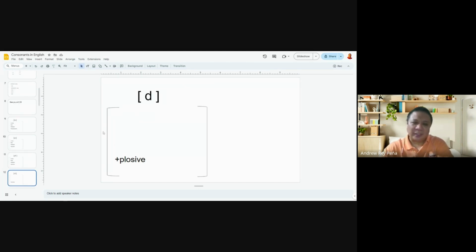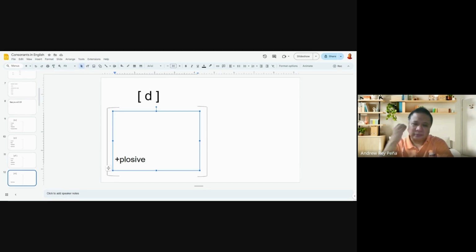Then we have the d. D. It's also a stop. It's also a plosive. It's voiced. So we put plus voice. It's unaspirated. So we write minus asp. And it's alveolar, meaning the tongue tip touches the alveolar ridge when it is pronounced. And it's a plosive or a stop. So it's voiced, unaspirated, alveolar, plosive.